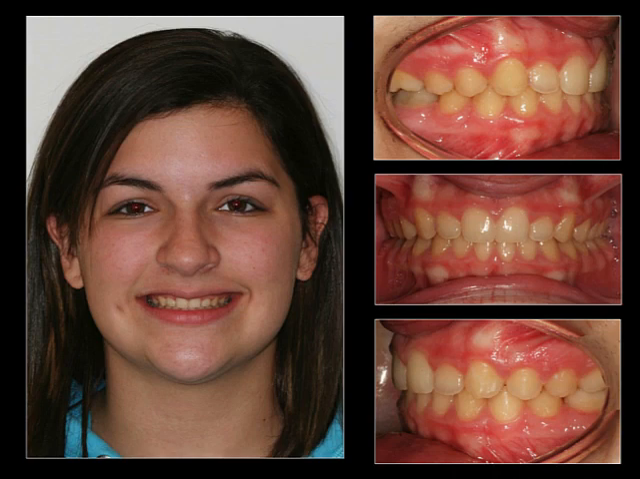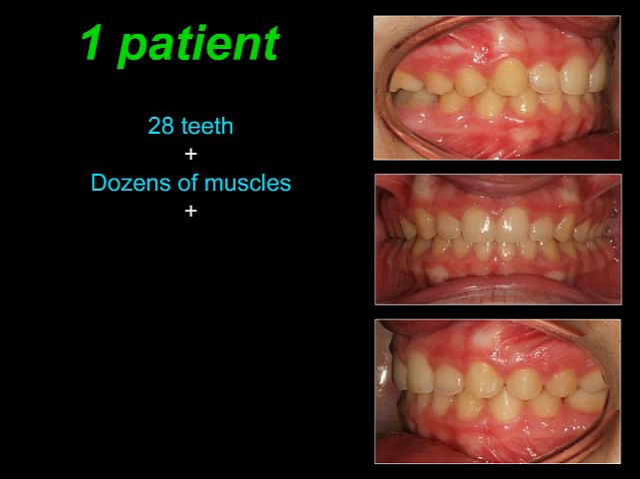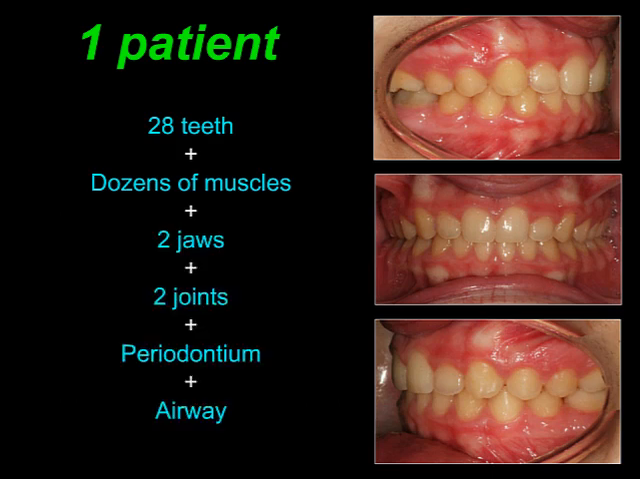But the one part that we cannot forget is that people are more than just teeth. One patient is not just teeth itself. There are actually 28 of them, plus all the muscles, the jaws, the joints, the periodontium, and the airway all have to work together as a system in order for us to have the most effective results. And we can't really ignore one component or the other, or focus only on one component or the other, because ultimately something is going to break down.